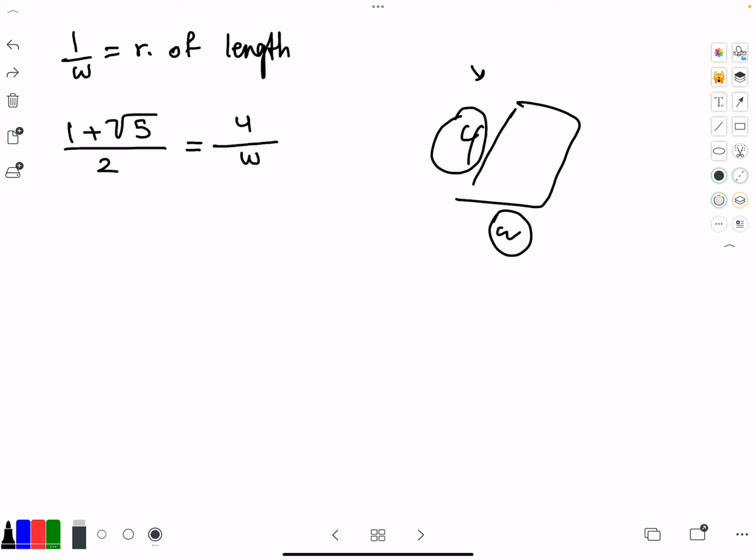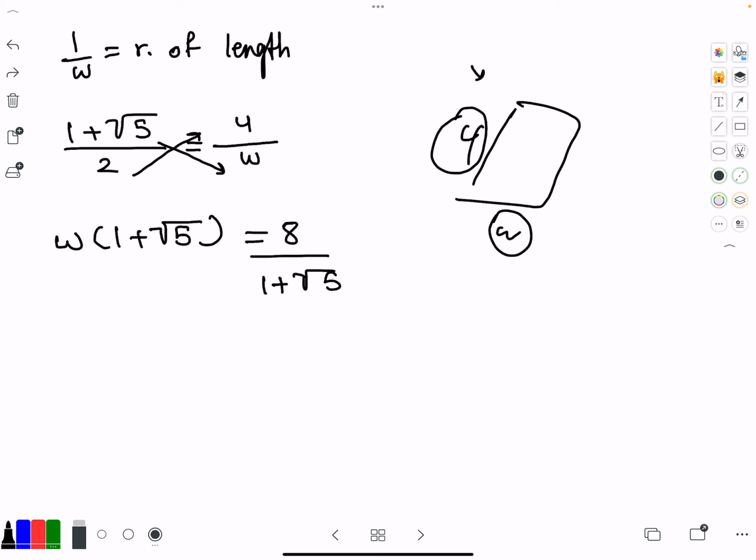Now we do the cross products property, or basically cross multiplication. I don't want to make things harder for you. So this goes down and this goes up. It becomes W times 1 plus square root of 5 is equal to 8, over 1 plus square root of 5 over 1 plus square root of 5. Then you want to isolate the W, because these two cancelled out. So W is equal to 8 over 1 plus square root of 5.